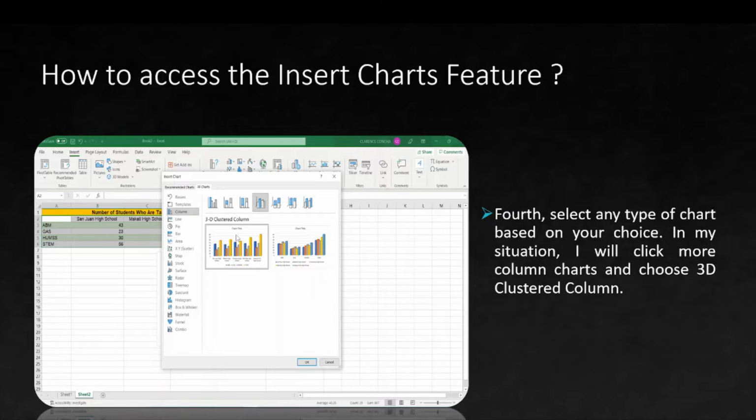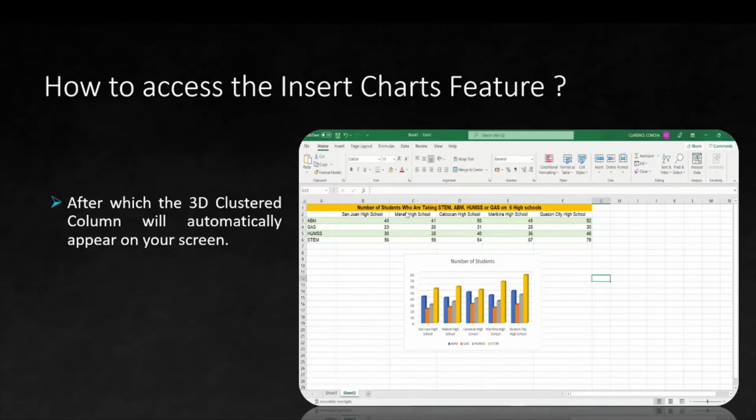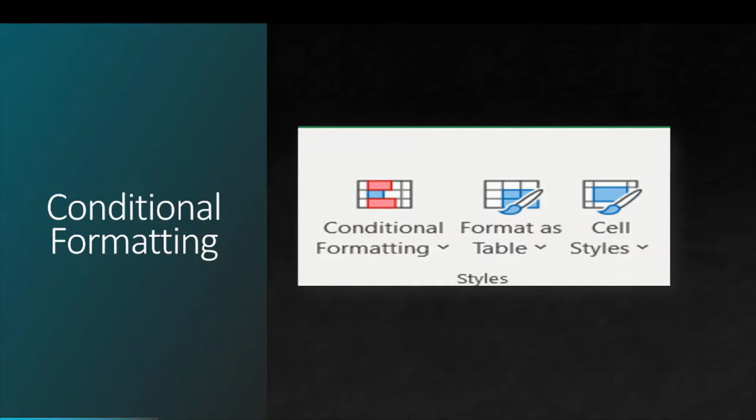If you have changes on your data tables, it will automatically also change. The data seen in a 3D clustered column will also change according to our data table. On the side note, any changes that will be made on your data will automatically reflect on the pie chart or column chart representing the said data. Now, we have here conditional formatting.